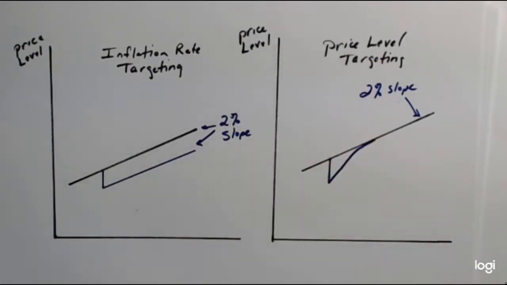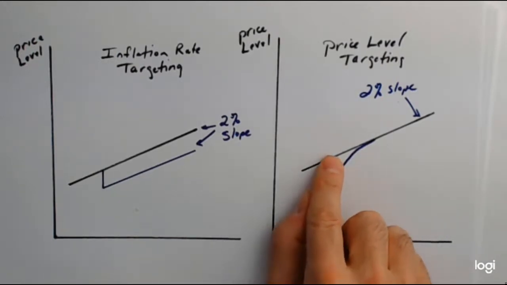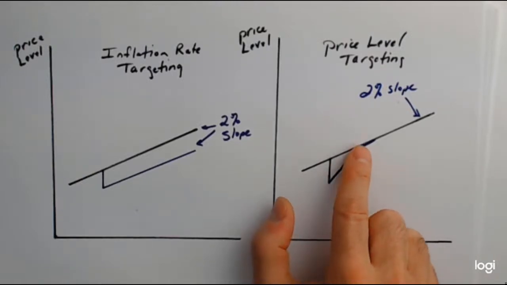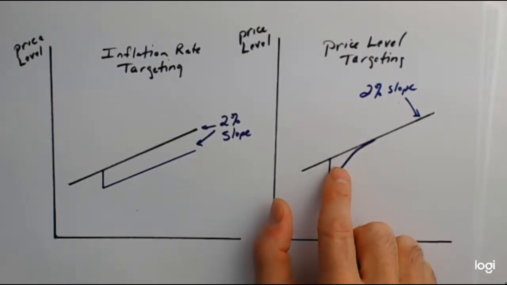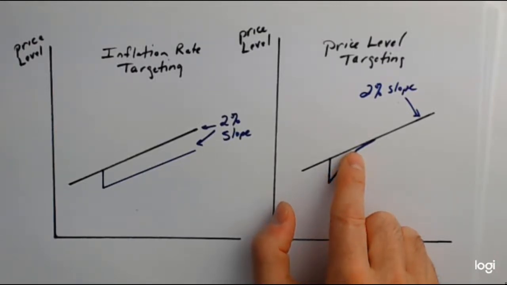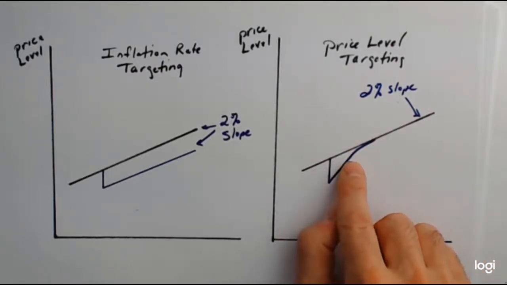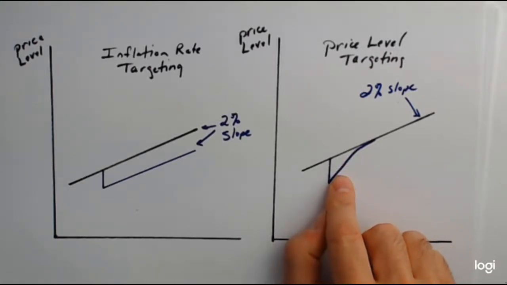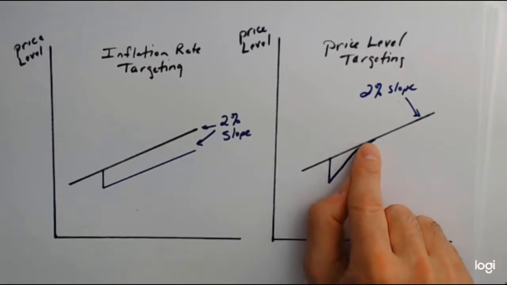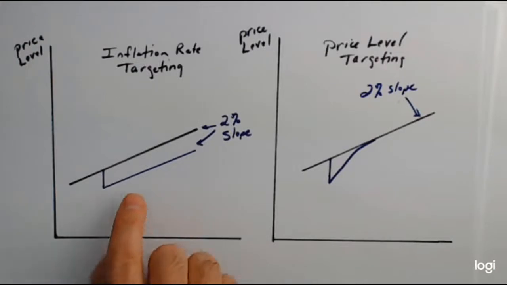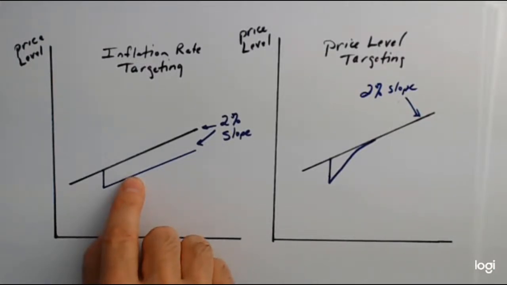Now, compare what happens with price level targeting. So you have a big drop. We have a drop in the price level, but with price level targeting, you've got to catch up to the price level sooner or later. And what that means is you're going to have to raise inflation at a faster pace. So this is a 2% slope, but this slope right here, this little line here, is much steeper than 2%. And so that raises problems. How's the Fed going to, in the short run, raise the inflation rate and then slow it back down again so it's back on trend? It's much easier to do it this way and maintain the same trend.